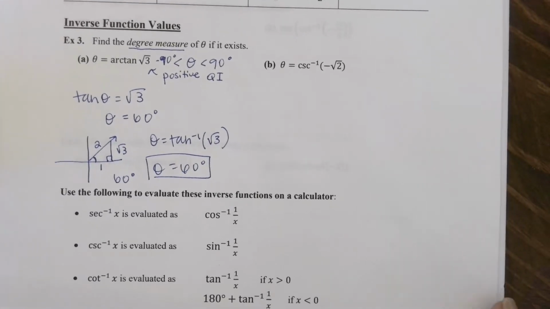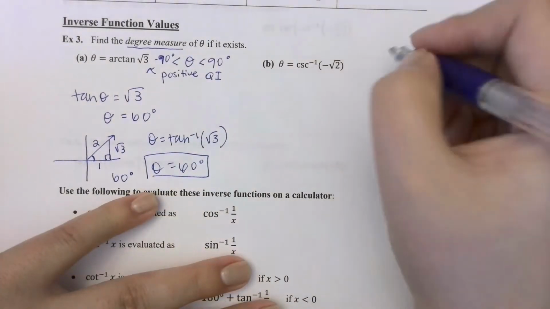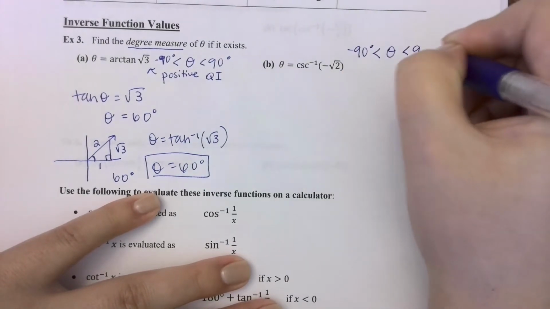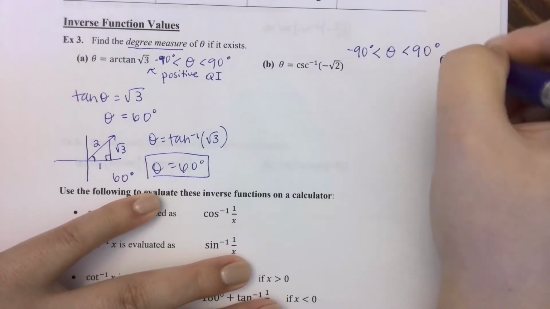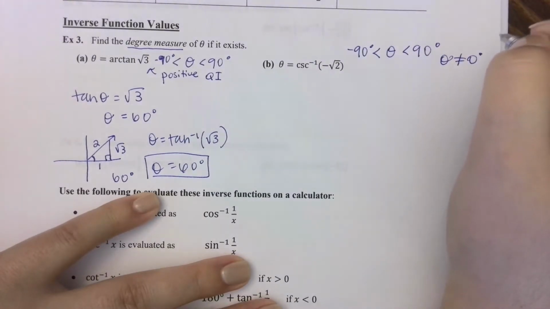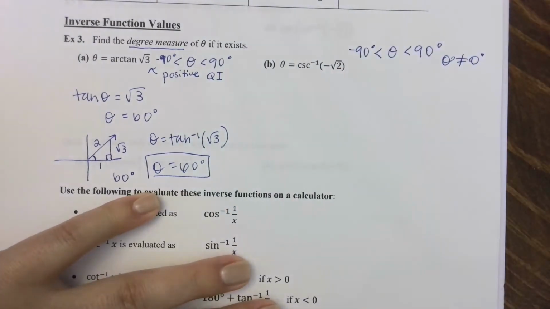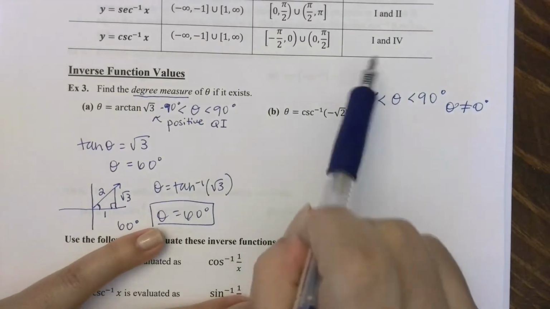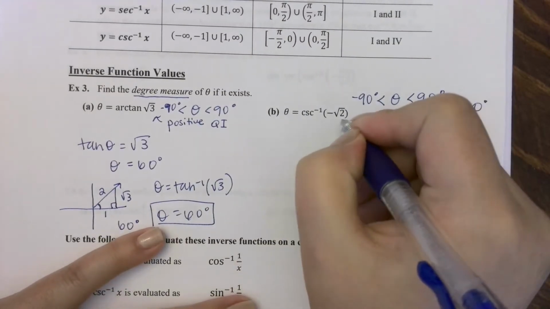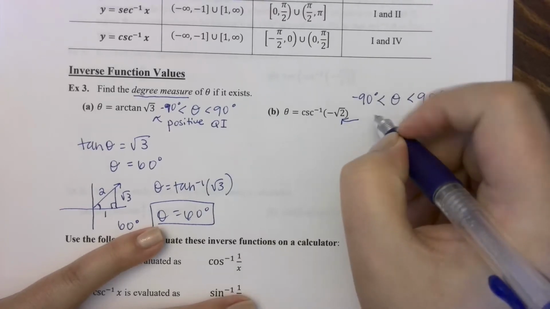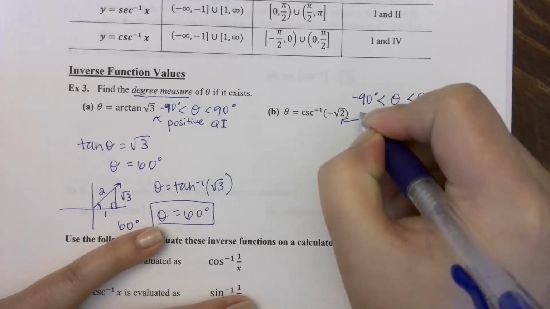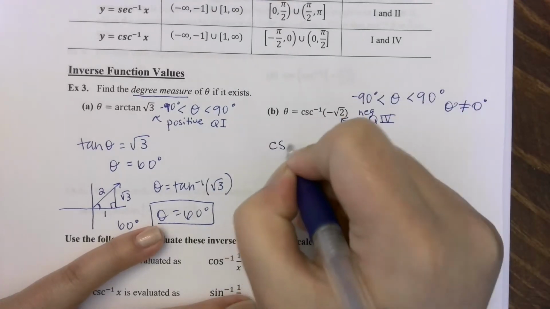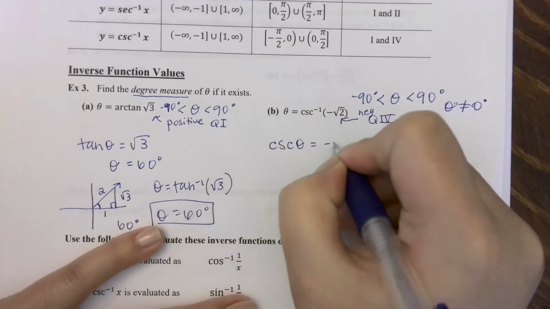For part B, we have cosecant. For cosecant, theta is between negative 90 degrees and 90 degrees, but theta cannot equal 0 degrees. Cosecant is in quadrants 1 and 4. Since this is negative, we are going to be in quadrant 4. If I take cosecant of both sides, I have cosecant theta equals the negative square root of 2.